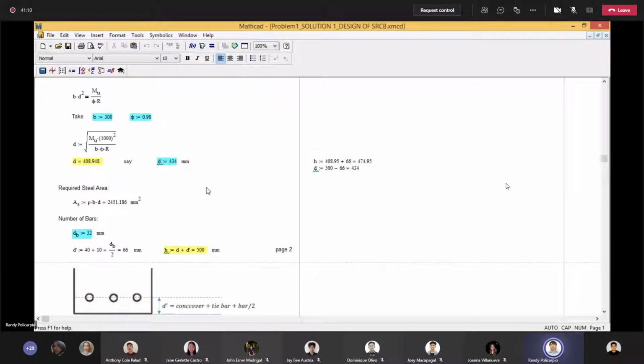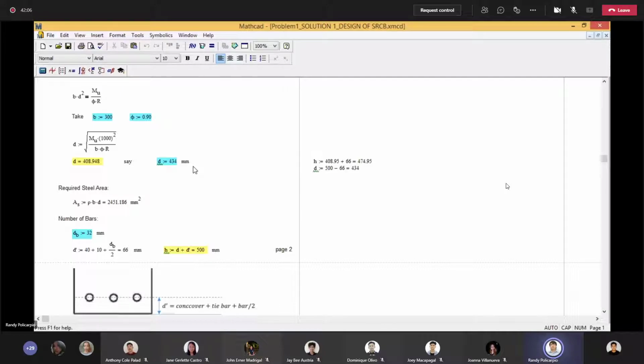Kapag inadd natin ito sa 408, if you look at yung initial computation ko dito, kikita nyo dito 408.95 plus 66 is already 475. So ibig sabihin lumagpas ka na ng 450. So yung 450 is no longer a choice, kundi yung 500 na. Kaya ang gagawin mo ngayon, you equate this to 500 and then you subtract 66, which is your effective cover. And the result is 434. Ayan. Kaya yung magiging effective depth mo ay 434 millimeters.